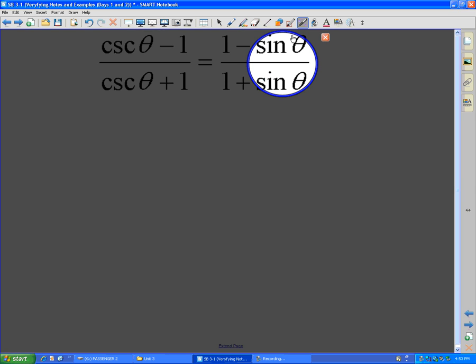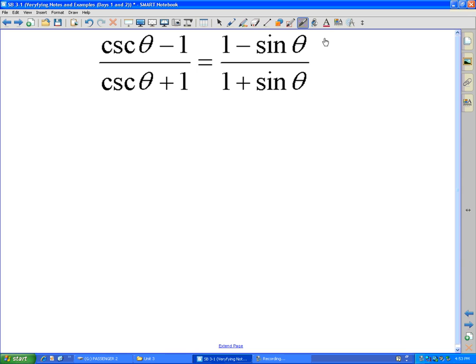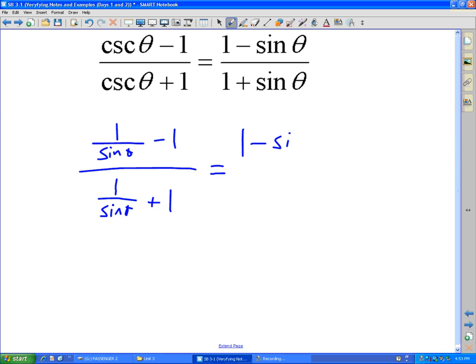Well, the relationship is that cosecant is defined as the reciprocal function of sine. That's where it comes from. So what I'm actually going to do is turn these cosecants into their reciprocal functions: 1 over sine, and cosecant becomes 1 over sine on the bottom also. And that's the easiest way to get what we want, which is sines.